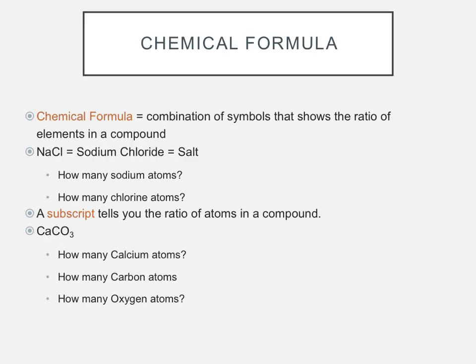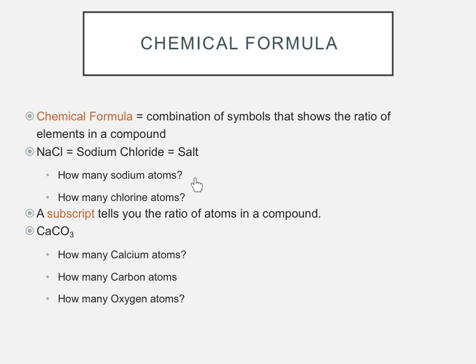So chemical formulas are how we abbreviate these things. They're combinations of symbols that show the ratio of elements in a compound. So in this formula, sodium and chlorine are called sodium chloride. They're salt. Typically, what we see is that no subscript means there's one of that atom.